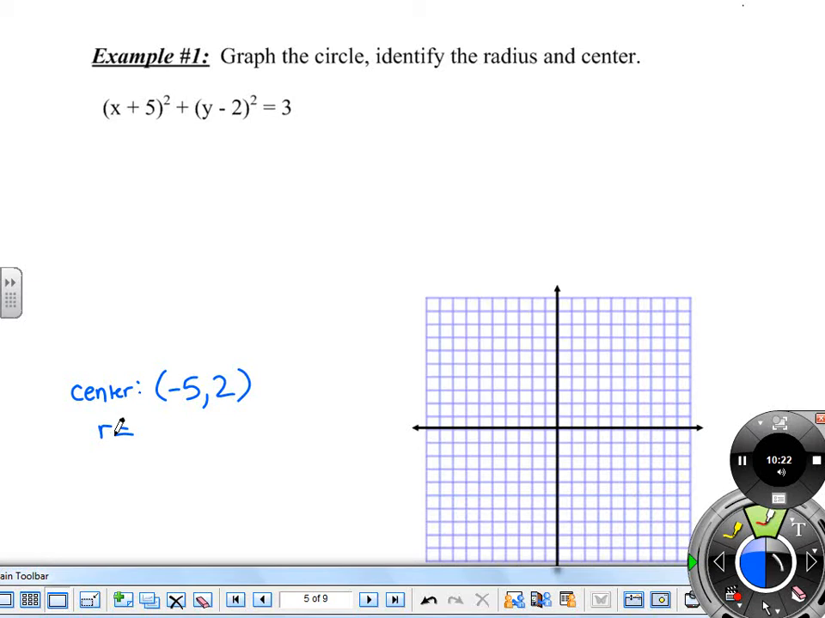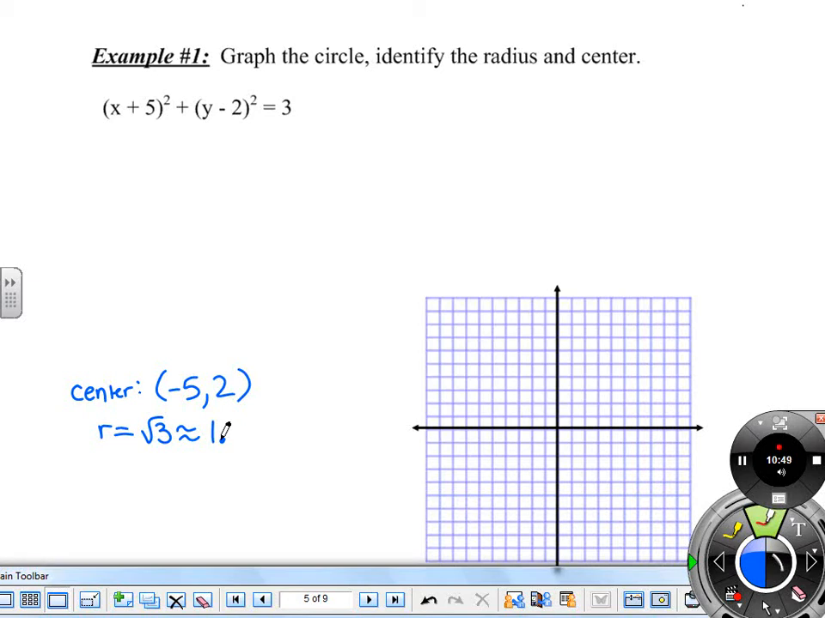Raven? Good, radius 3. And let's say I'm doing this without a calculator. We should be able to approximate the square root of 3. What do you guys think? One point something. I only need one number after the decimal place. Well, decide. Do you think it's closer to 1 or closer to 2? Closer to 2. So you should pick 1.7.